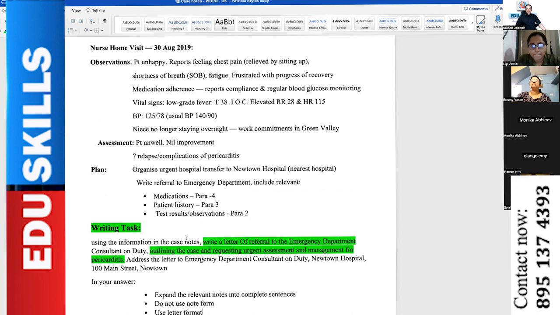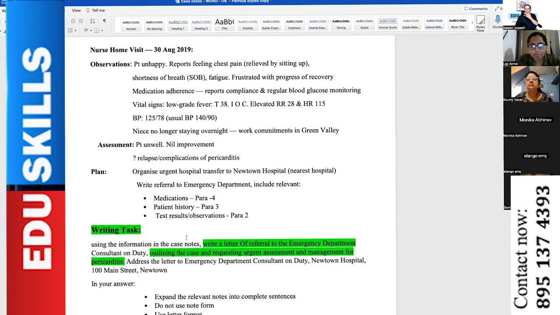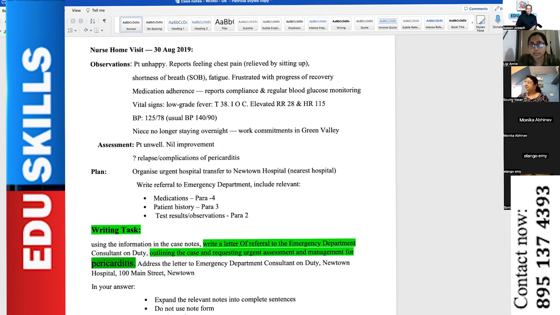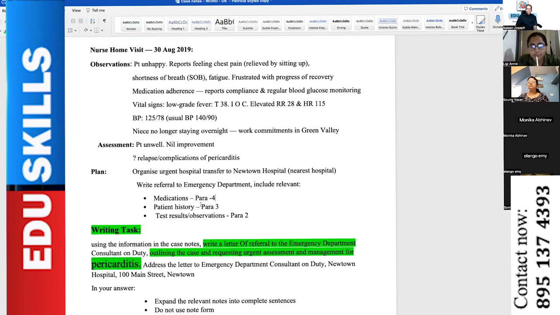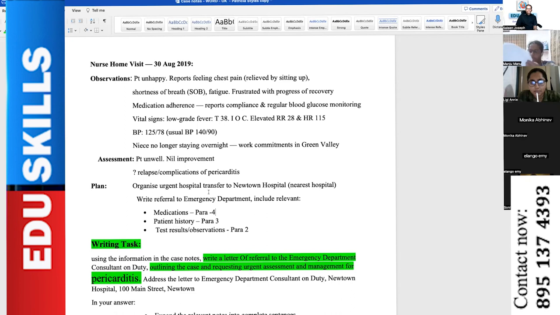And what is your next business? The next step is to identify the key issue. Now, the key issue is already mentioned. What is the key issue? Pericarditis is the key issue. Now, could you just identify these words? Can you identify some words in this case note? Relapse and complications of pericarditis. So you have the word here.